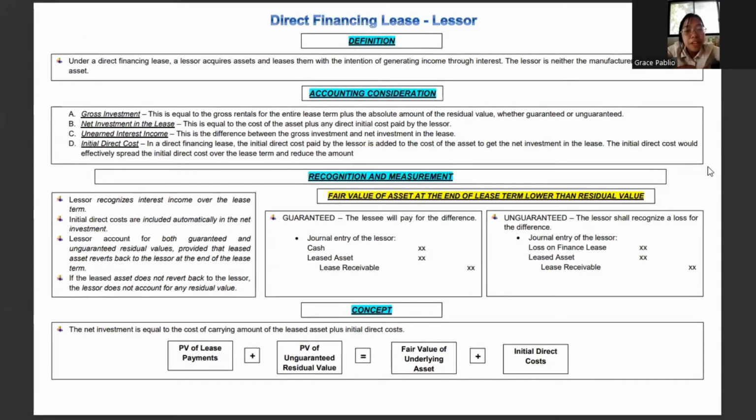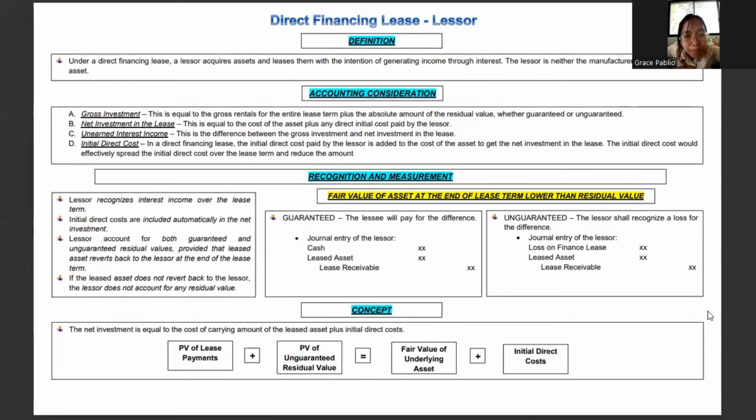So let's move on to direct financing lease, lessor. Definition. Under a direct financing lease, a lessor acquires assets and leases them with the intention of generating income through interest. The lessor is neither the manufacturer nor a dealer of the asset.